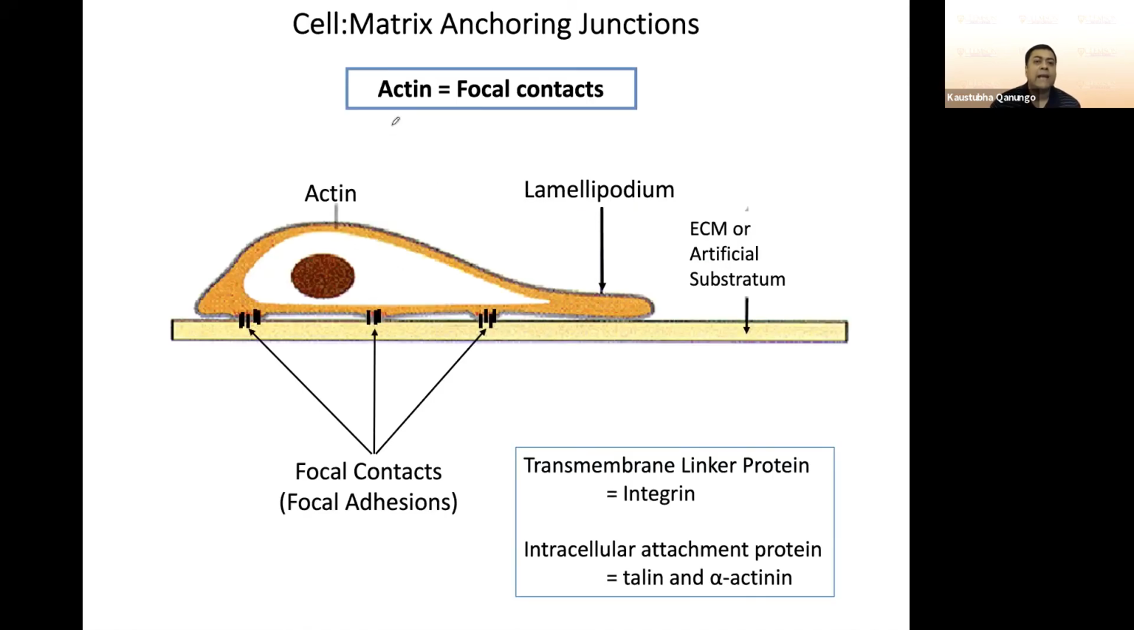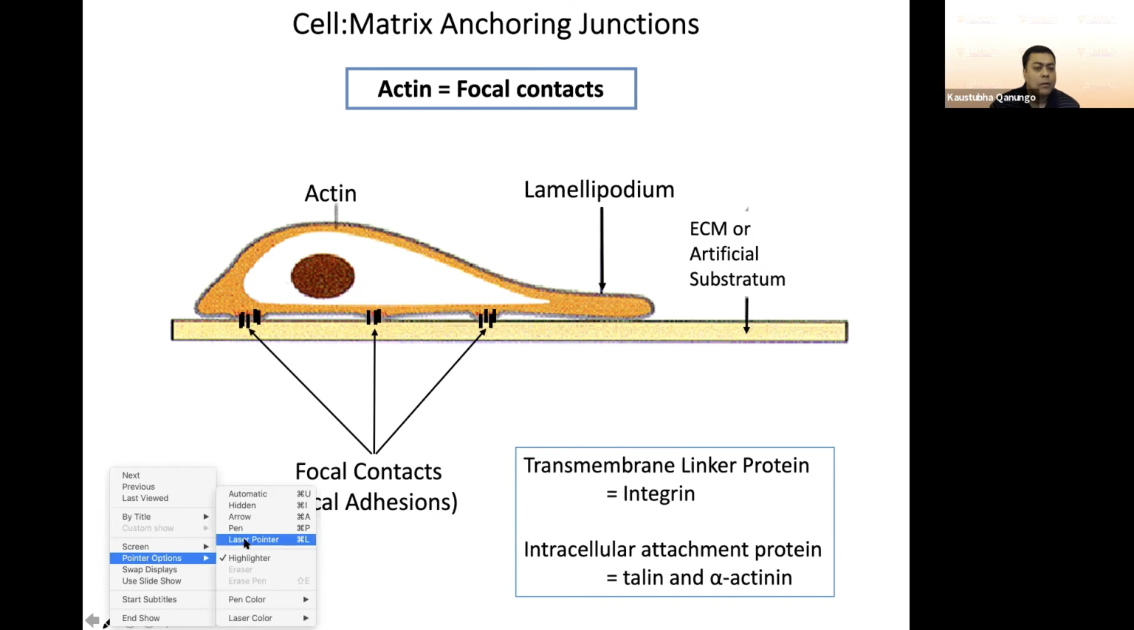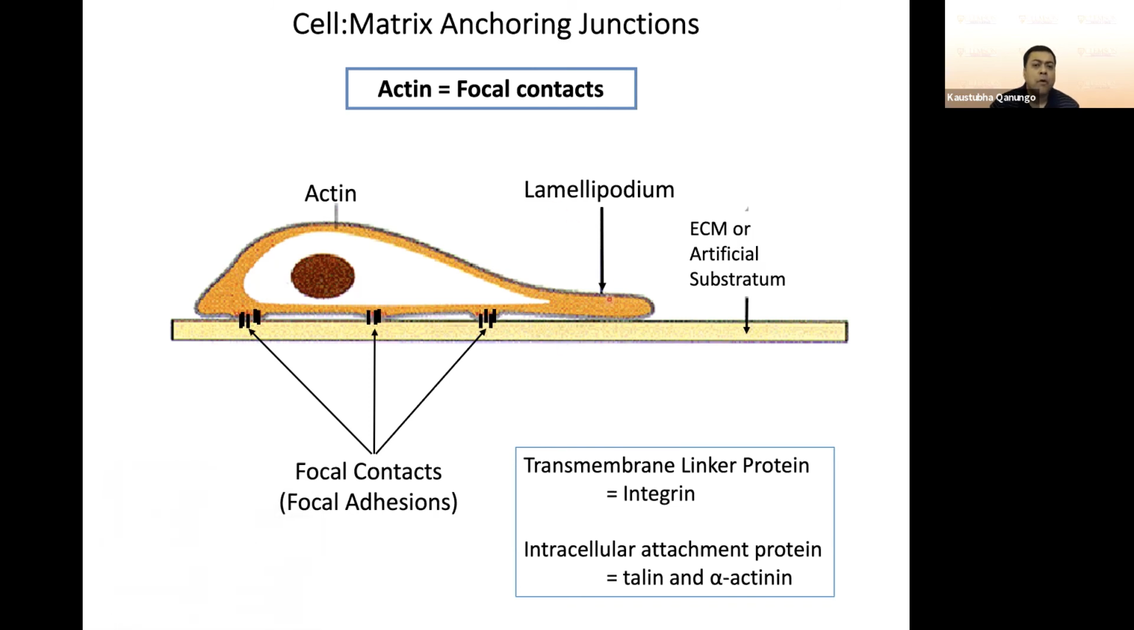The next actin-related structure is very, very common, and I will not need to spend much time here at all, which is the focal contacts. And you can see that this cell, if you are culturing it in a culture, can be attached to the matrix, or it can move onto this matrix.